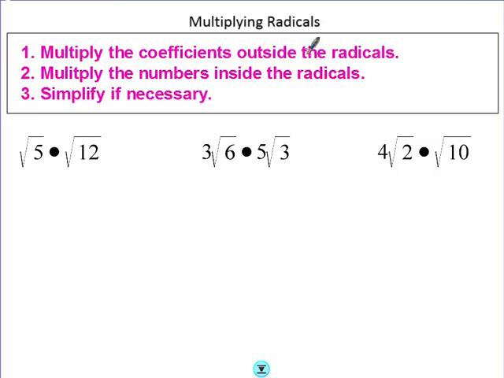Multiply the coefficients outside the radical. So if there's anything outside, it gets multiplied by each other. Then multiply the numbers inside the radical. So anything underneath gets multiplied and stays underneath. And then the last step is going to be to simplify.